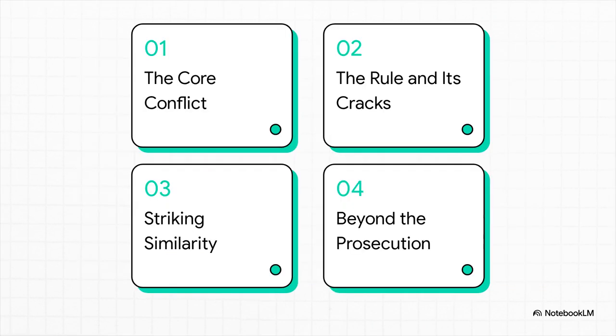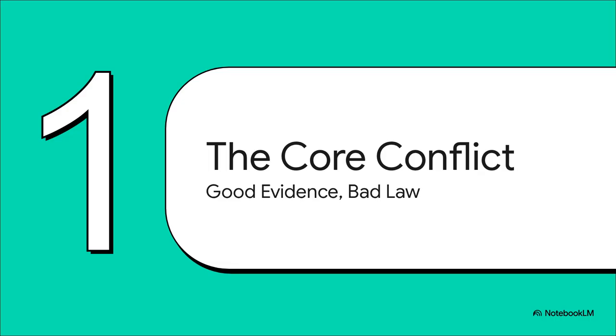Here's our game plan. We're going to start with that core conflict, then we'll look at the rule itself and its exceptions. After that, we hit the main event, the striking similarity test, and we'll wrap up with how this all plays out in the real world, beyond just the prosecution's case. So first up, let's really get our heads around the fundamental tension here. This is the why behind the entire rule, and honestly, understanding this is essential.